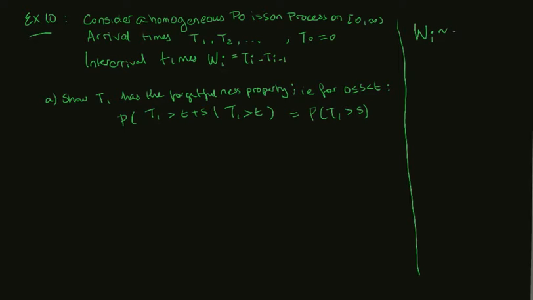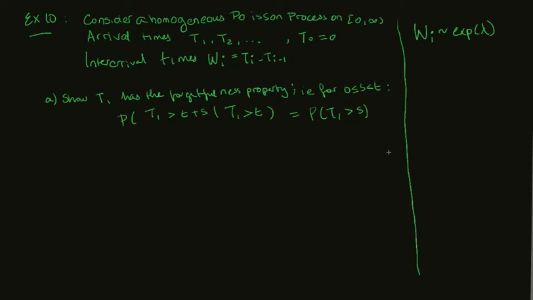the Wi are each exponentially distributed with parameter lambda, because that's part of what it means to be an inter-arrival time for a homogeneous Poisson process. That means that it is exponentially distributed with some parameter lambda, which is also the intensity of the homogeneous Poisson process.